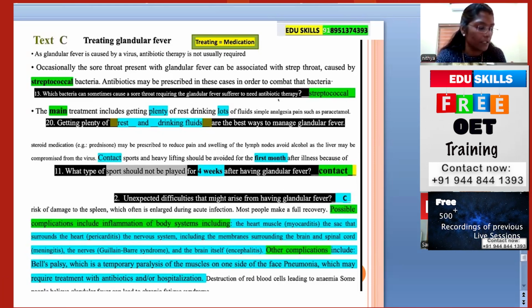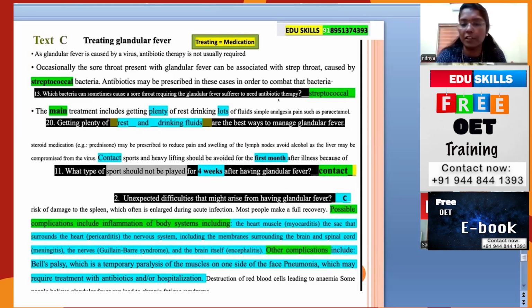What type of sports should not be played for 4 weeks after having glandular fever? What type of sports? C, contact. The answer is contact. Okay. Then the next one, 13.